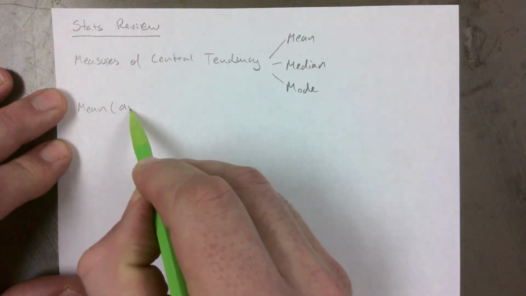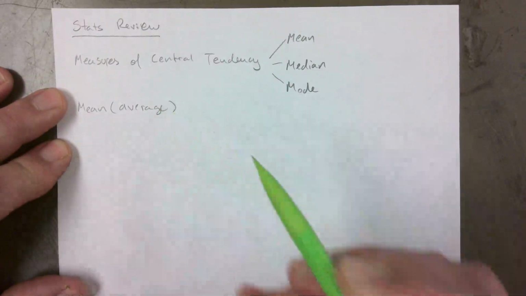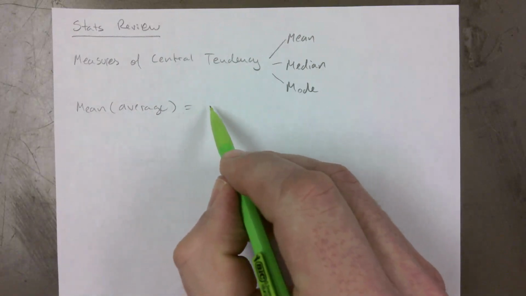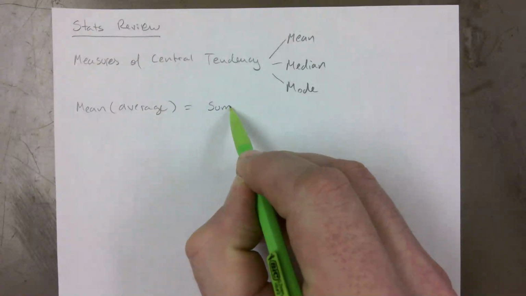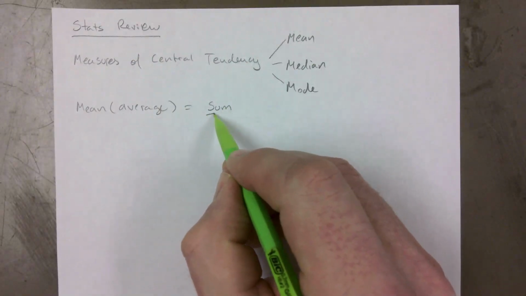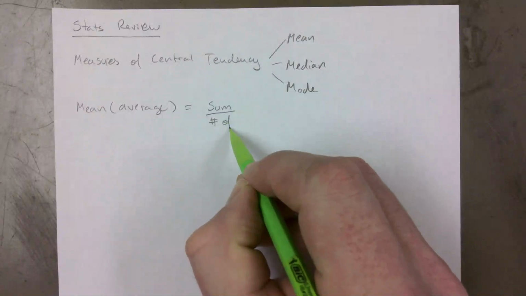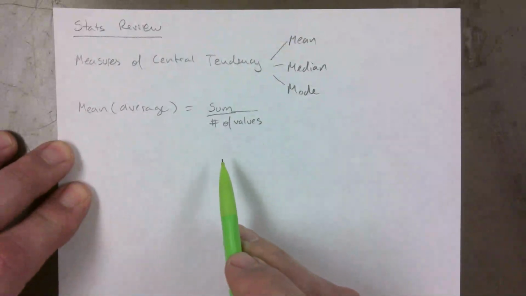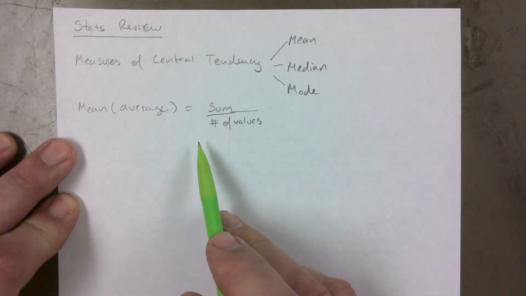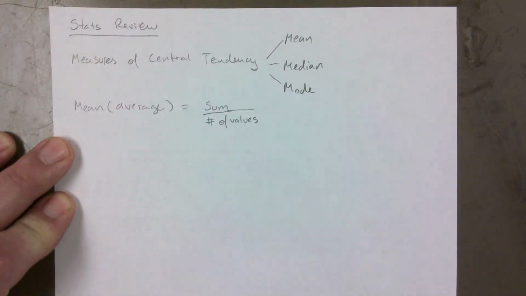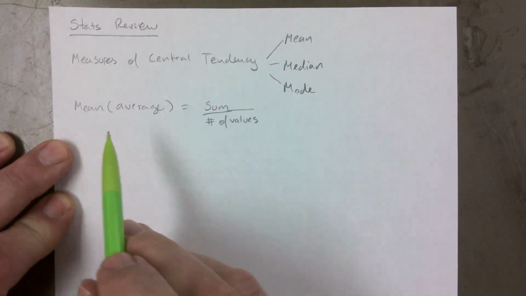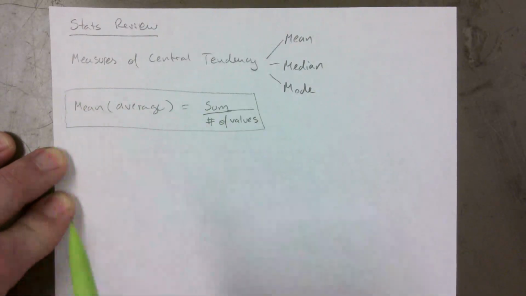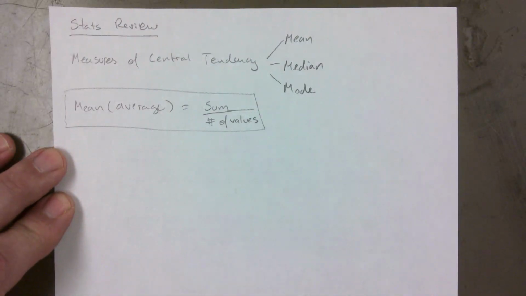Mean is also known as our average. And remember, you can find the average between two numbers, and it's essentially the sum of all values divided by the number of values that you are considering. That is the formula for mean. And for that one, you need to make sure you always include units.